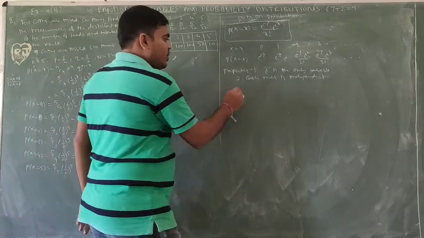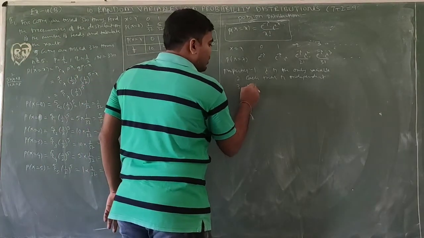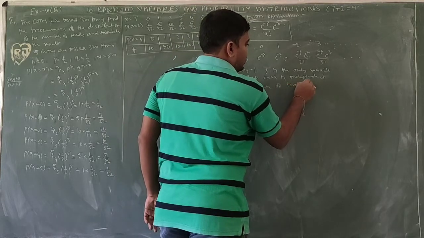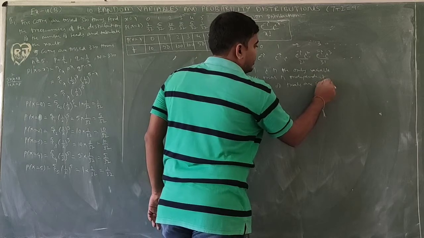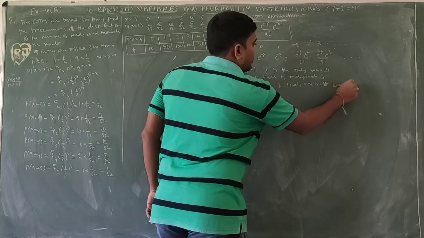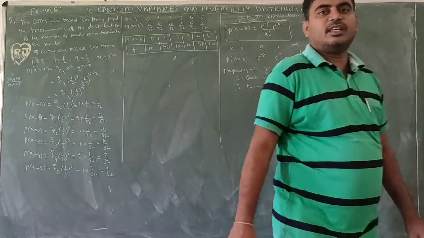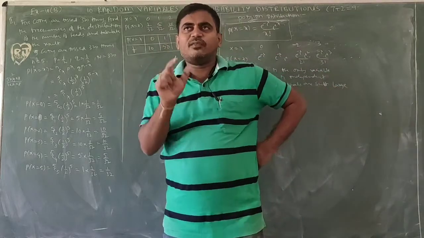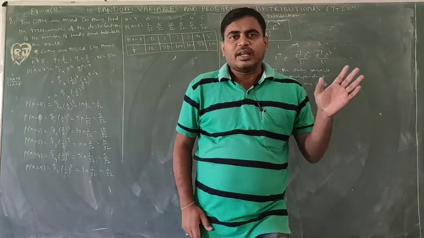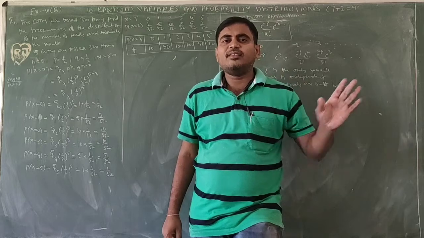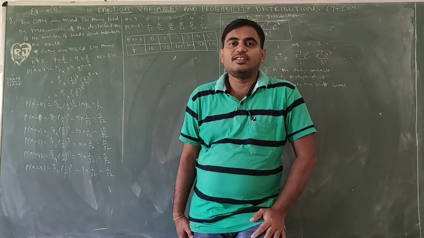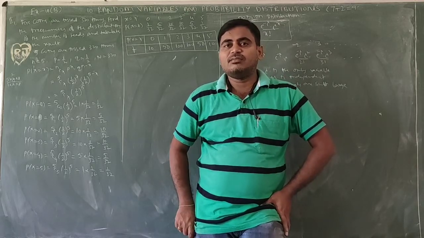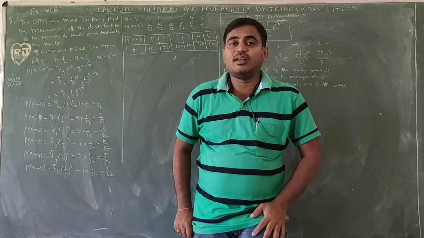Next, third one: the number of trials is sufficiently large, or infinitely many. What is sufficiently large? Let us consider an example of the binomial distribution. Out of 30 days, how many days may rain fall?